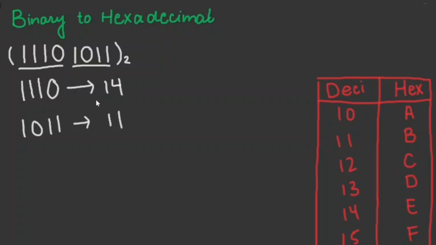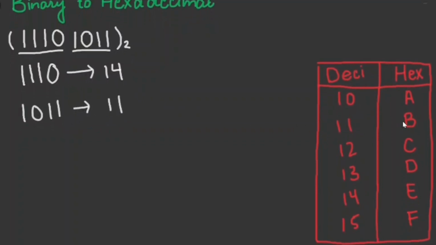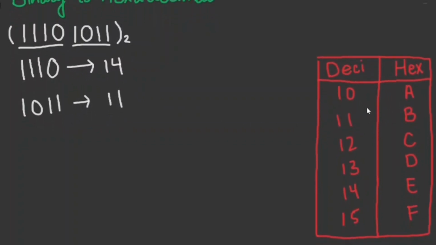Now we have to see if our decimal digit exceeds 9. If our decimal digit exceeds 9, then we have to consult this decimal to hexadecimal table. That is, if it is 10, then we would write A. If it's 11, we will write B. If it's 12, we will write C, and so on.